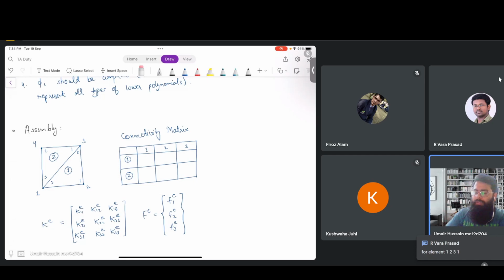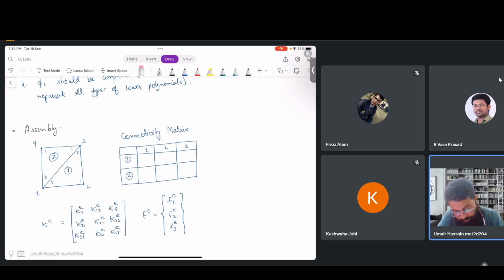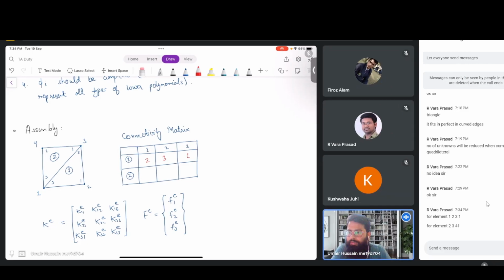For element 1, it's 1, 2, 3, 1. That's right. 2, 3, sorry, 2, 3, 1. And we want an answer for element 2: it's 3, 4, 1. That's right.